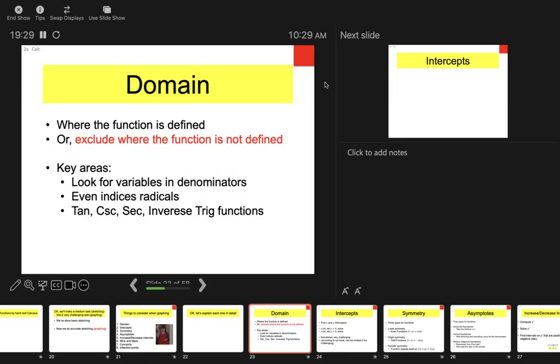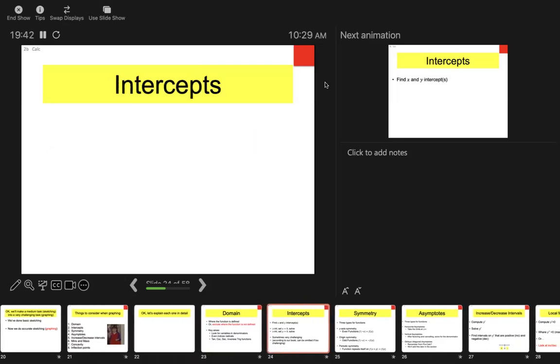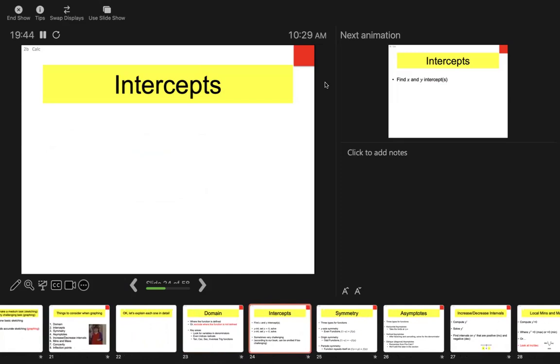Cool. All right. I'm going to exclude this bottom one for today. We'll pick that one up tomorrow. But we will do the key areas where variables in the denominators and when you have a square root or a 4th root or 6th root, something like that. Okay. Next box, intercepts. How do we find the intercepts, Matt?